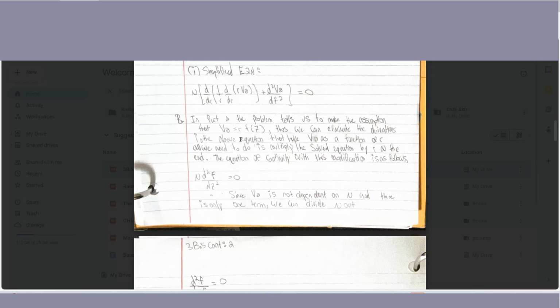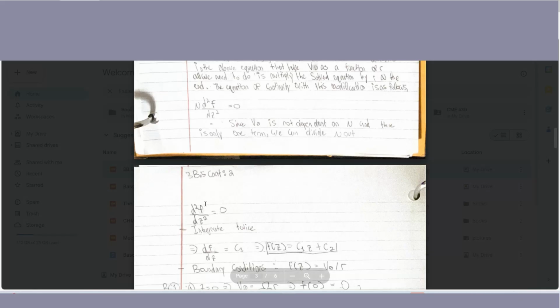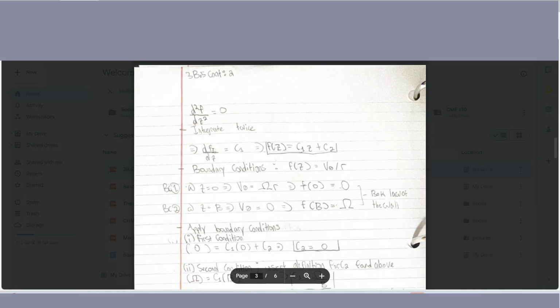It doesn't matter. You can just get rid of the r, because one side of the equation equals 0 and it's not a function of r. Since v theta is not dependent on mu, and there's only one term, we can divide out the viscosity as well, because z is not mu. And it's still true. All right, so integrate twice. df dz equals c1, and f of z equals that.